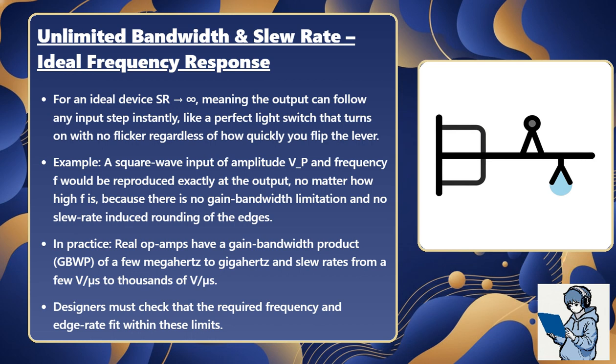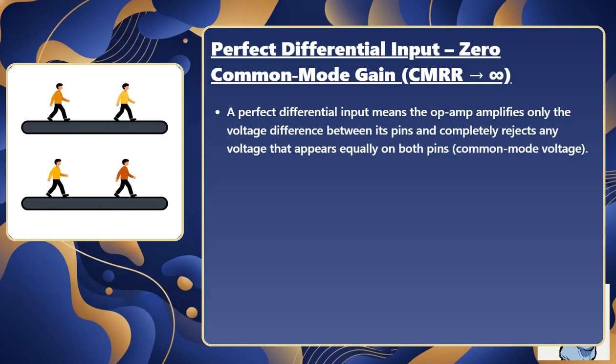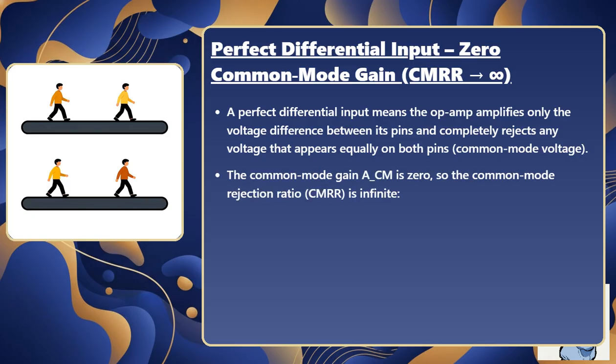Designers must check that the required frequency and edge rate fit within these limits. A perfect differential input means the op-amp amplifies only the voltage difference between its pins and completely rejects any voltage that appears equally on both pins, the common mode voltage. The common mode gain A sub CM is 0, so the common mode rejection ratio, CMRR, is infinite.